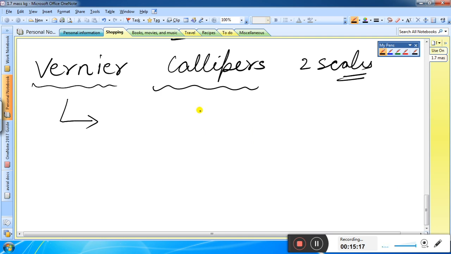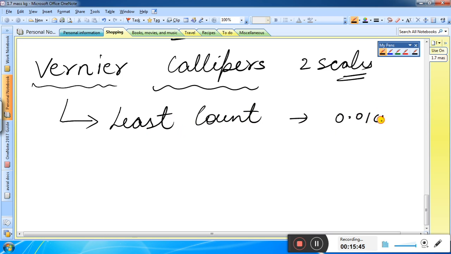The thing is, what is the minimum limit which we can measure with the help of vernier calipers, right? What is the minimum length we can measure with vernier calipers? So remember children, it has a least count of 0.01 centimeter. Now what is least count? It is again a new word for you.